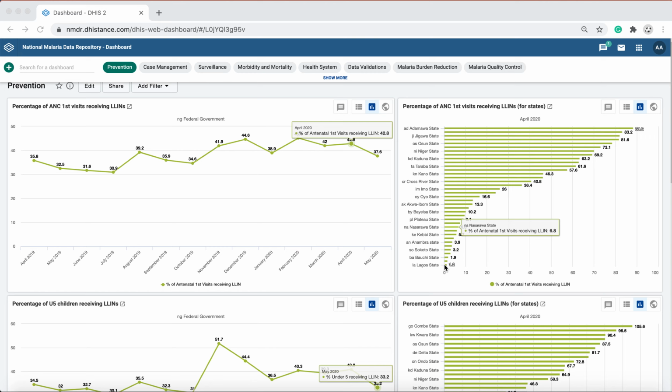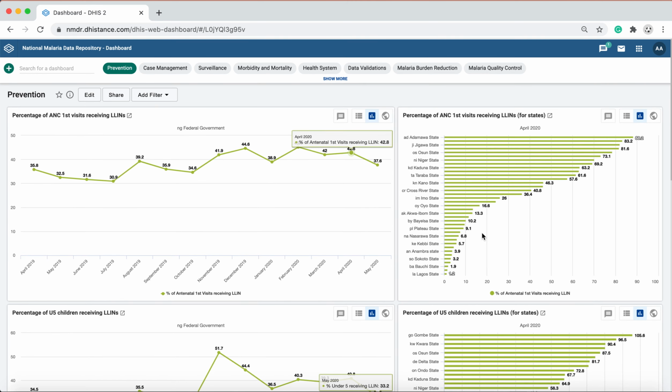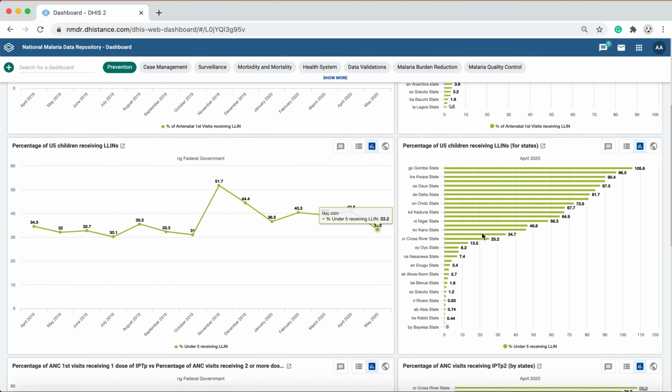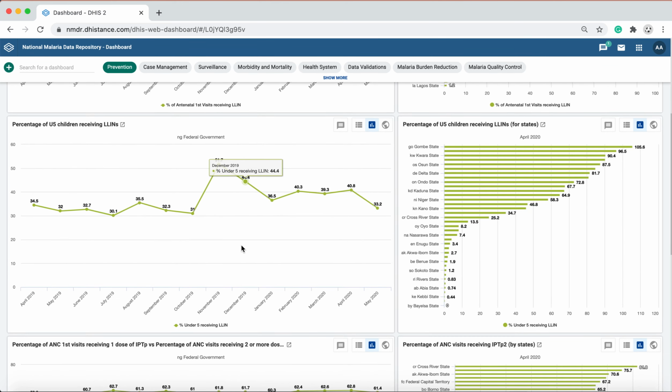So you can see whereas if you go to Lagos State, you will have a score of 1.2% uptake of LLIN in ANC clinic. So moving into the next chart, you will see percentage of 1 to 5 children receiving LLIN. The same thing, that's the immunization clinic. You can see an average of about 40%, similar to what we've seen among the pregnant women. So the same thing, this is April data, so you can see a 40% average.